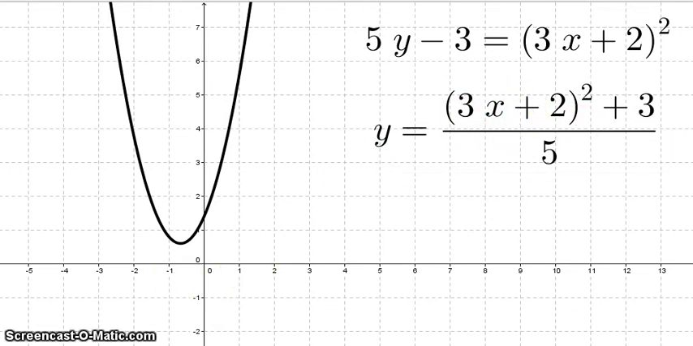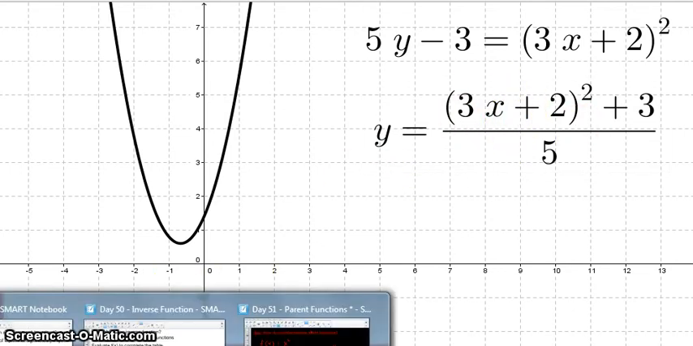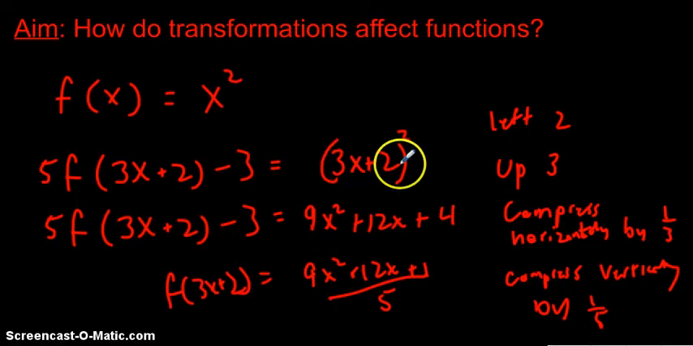So to summarize, by adding a value to x we shift left, by adding a value to y we shift down, by multiplying x by a value we compress in the horizontal direction, and by multiplying y we compress in the vertical direction.